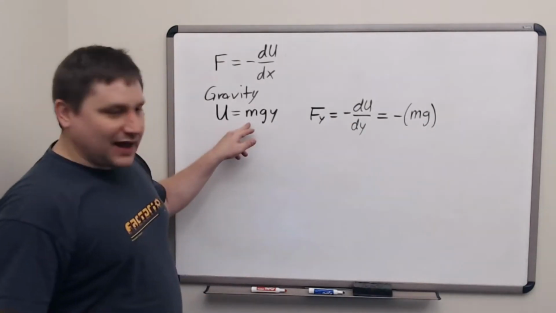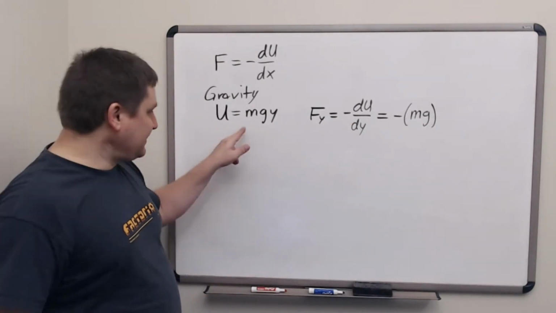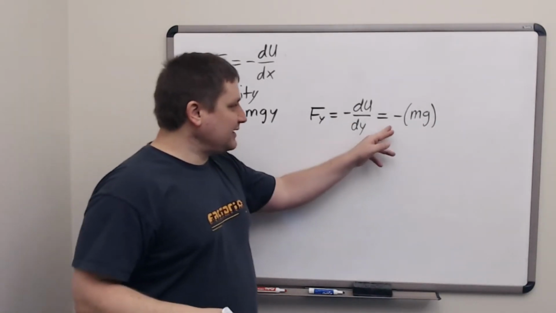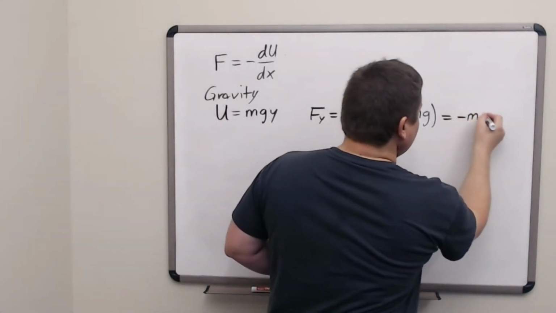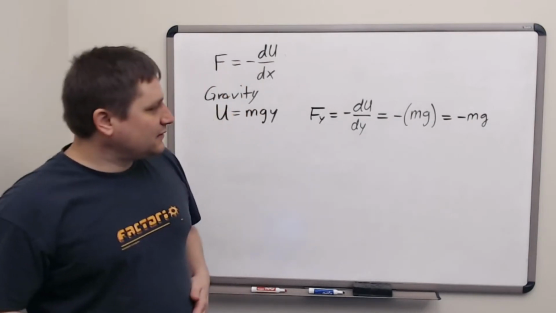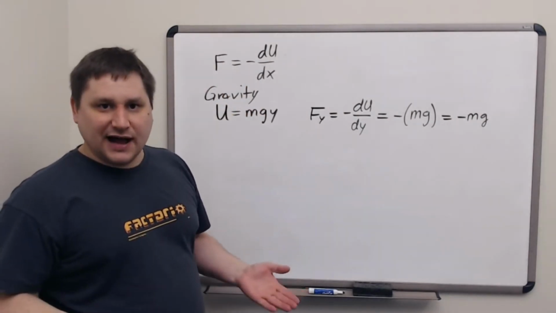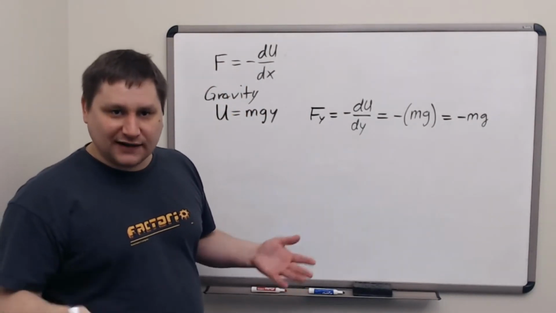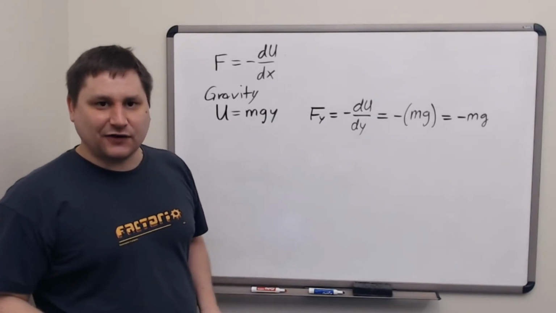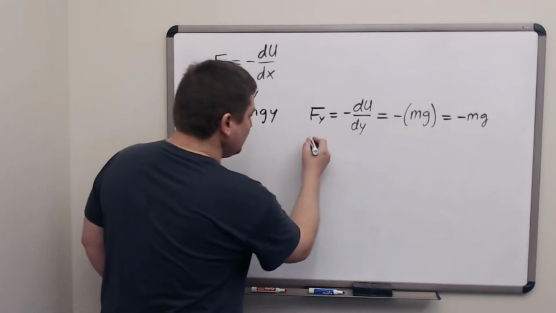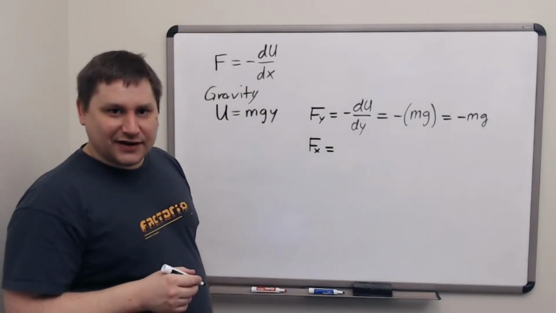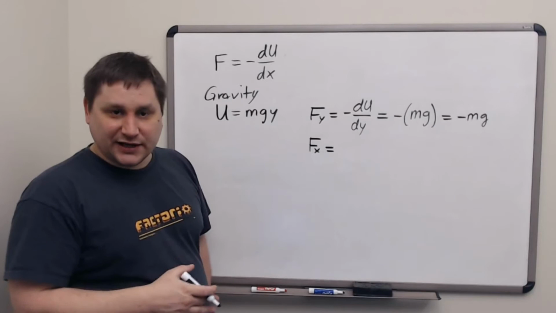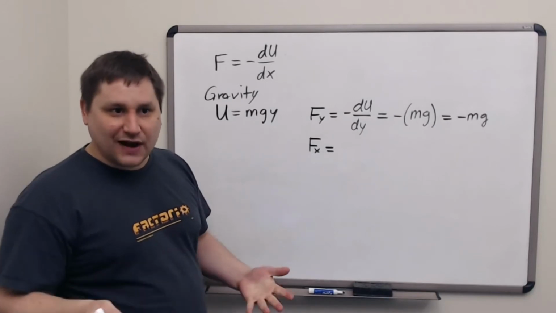The derivative of mgy with respect to y is just mg. The minus sign out front gives us negative mg for the y component of the force. That's interpreted as a vertical downward force of constant magnitude mg. That's what we expect for gravity. However, we also know for gravity that sometimes there can be motion in the x direction as well, even though gravity is present.